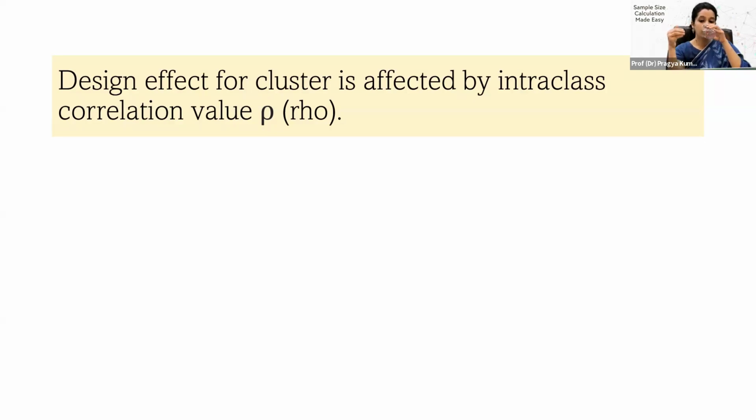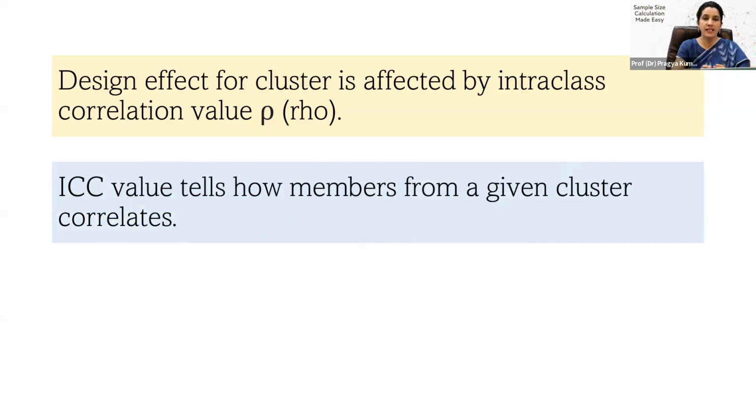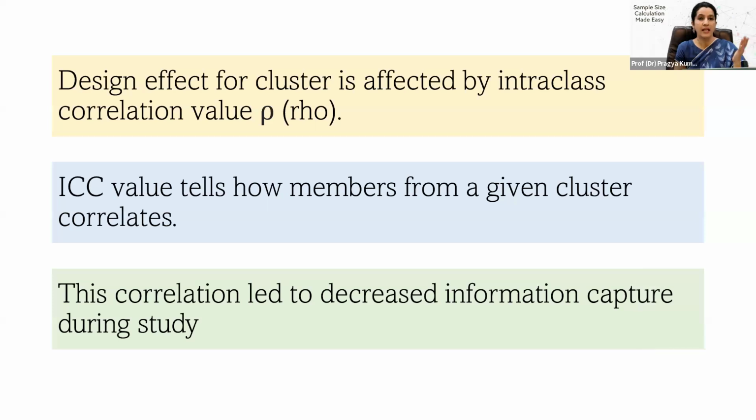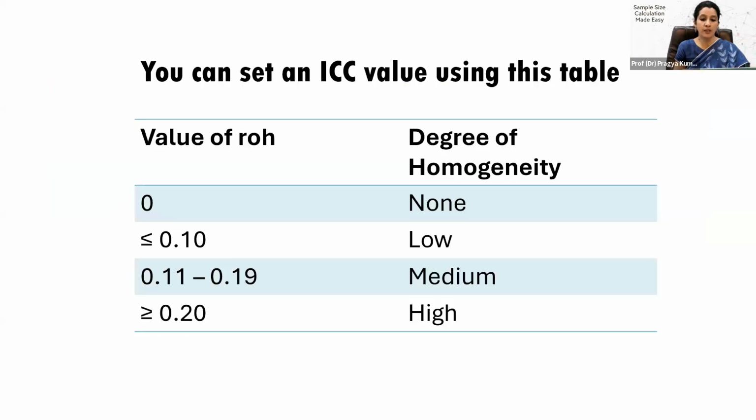Its value ranges from 0 to 1. And this ICC value tells us how members from a given cluster correlate. If the value of ICC is high, that means members correlate very well with each other. That means there is less variability and more homogeneity. And this correlation leads to decreased information capture. Because even if you take everyone from that cluster, it will be like taking one or two individuals from that cluster, because they are all the same. So if there is a high ICC, you have to take more clusters and your sample size will also increase. That's why you have to put in the design effect.